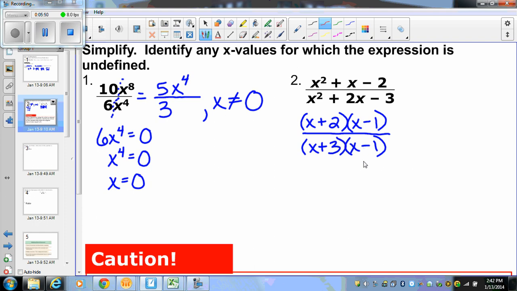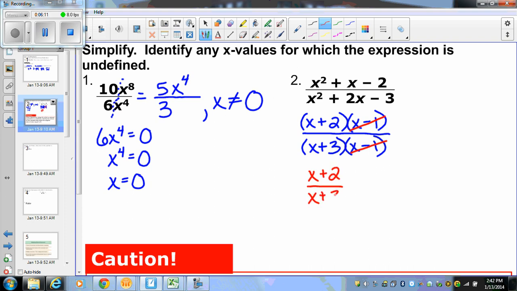Once you have these factored, though, hopefully it should occur to you that, oh, now I have common factors. Just like in the first problem here with just the single terms, common factors can be canceled out. So these two things are going to cancel each other out, and your final answer is x plus 2 over x plus 3.